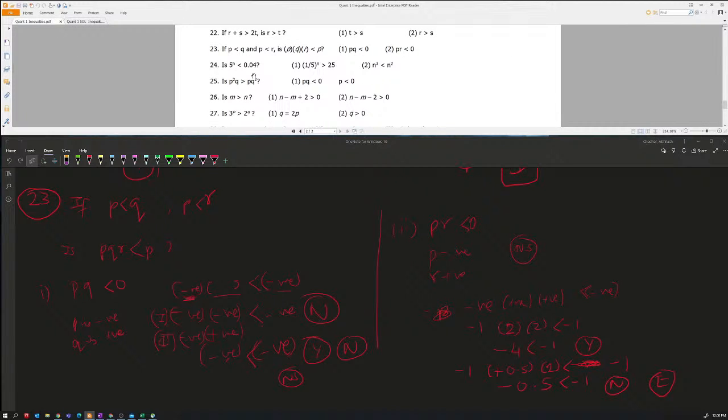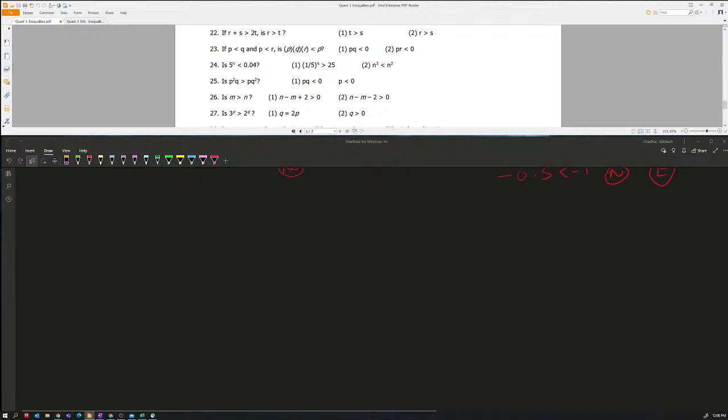Okay, let's take question number 24. So question number 24 is: is 5 power n less than 0.04? This is a very easy question. It says that 5 power n is less than 0.04. But since it involves fractions and exponents, it becomes very time consuming.